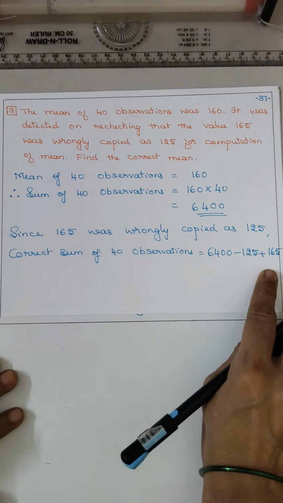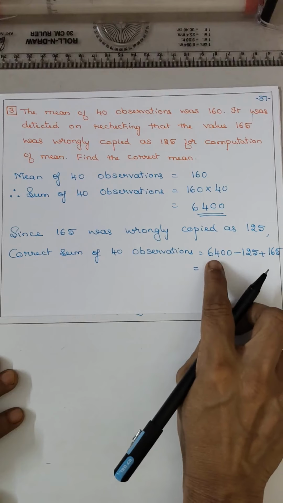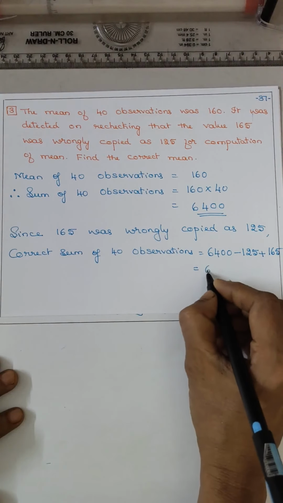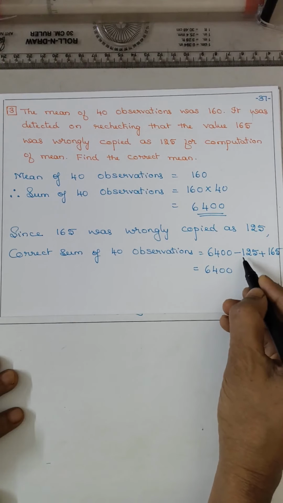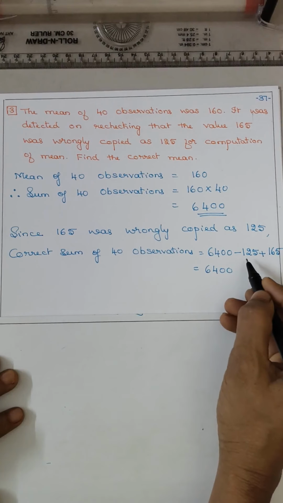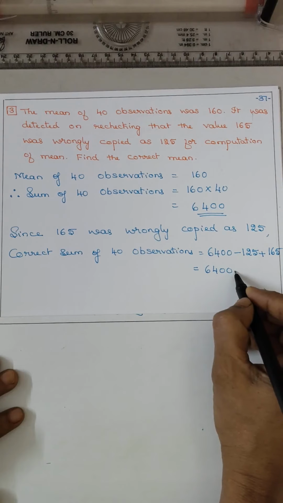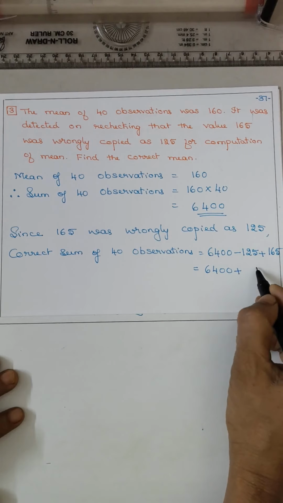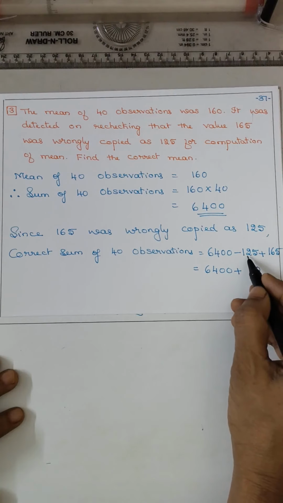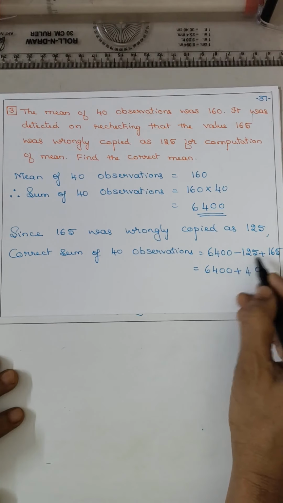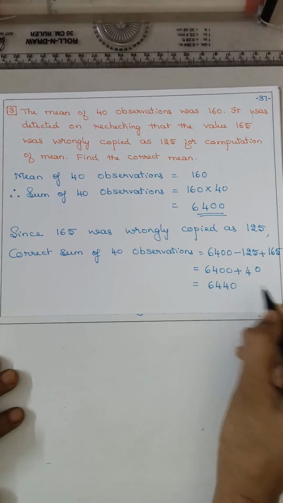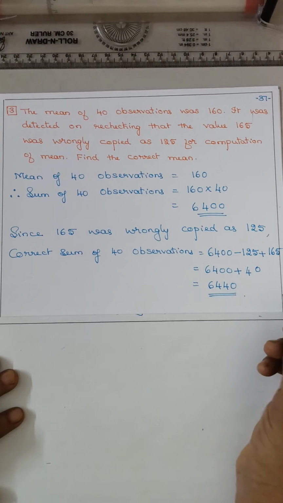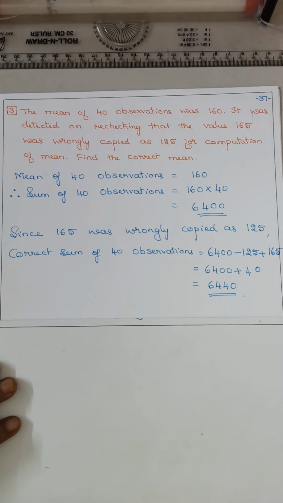तो तभी आपको कितना आएगा? It is 6400, और ये इजी है ना, 165 minus 125, how much it will be? So 5 minus 5 is 0, 6 minus 2 is 4, 1 minus 1 is 0. So it will be 6440. Understood? So you got the correct sum now.